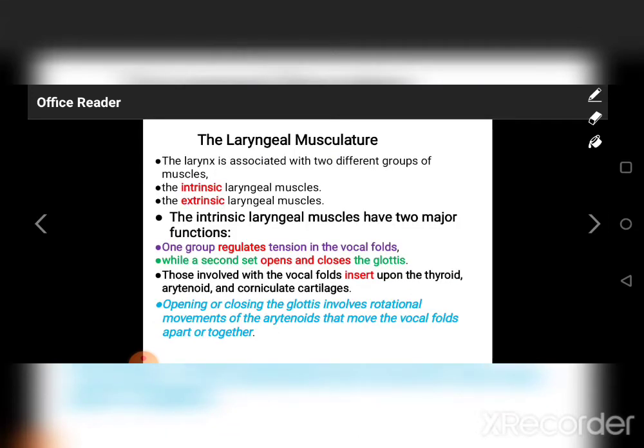The muscles of the larynx include two types, intrinsic and extrinsic muscles. Intrinsic laryngeal muscles have two major functions: they regulate the tension in the vocal folds, and second, they open and close the glottis. They are involved with the vocal folds and insert upon the thyroid, arytenoid, and corniculate cartilages. Opening or closing of the glottis involves rotational movement of the arytenoids that move the vocal folds apart or together.